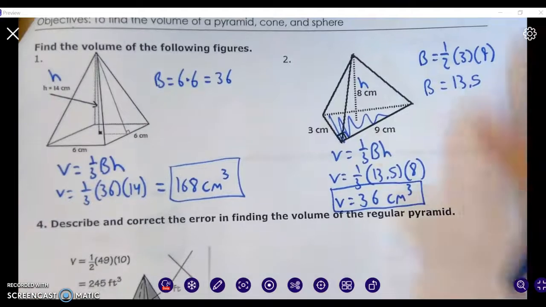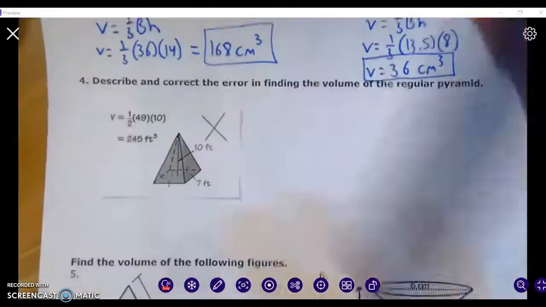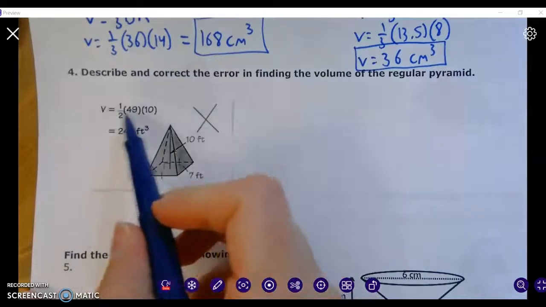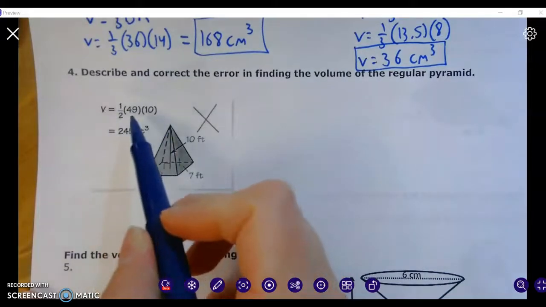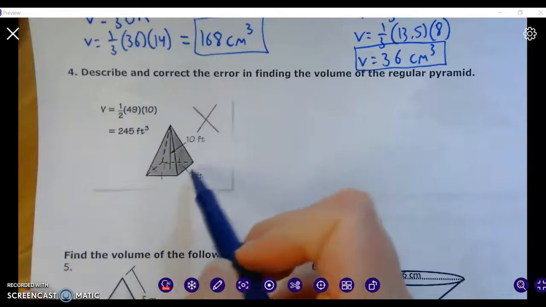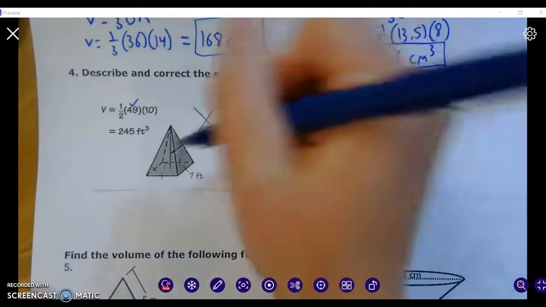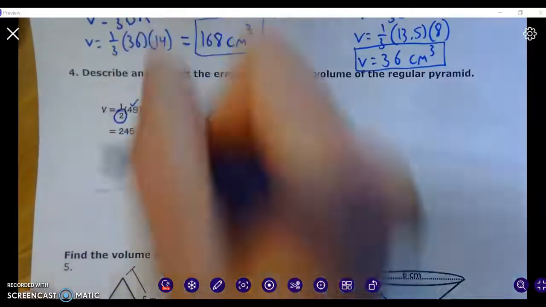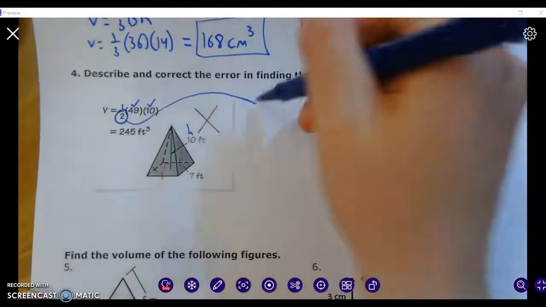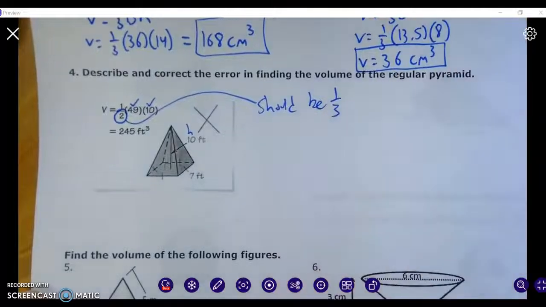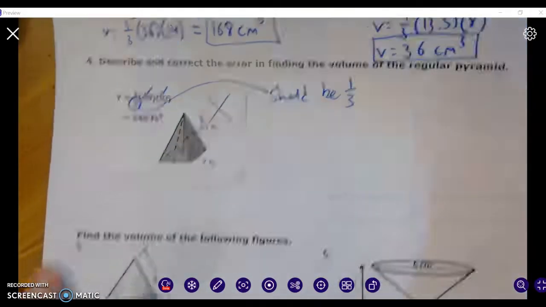Okay, the next question looks like we skipped question 3, but question 4 is asking for the error. So if you look at the very first line, we have 1/2, 49 times 10. Looks like they got 49 from 7 times 7, so that looks fine. 10 is the height, so that looks fine. So the problem is right there with that 2. That should be a 1/3, not a 1/2. Okay, so they just wrote the formula down wrong.